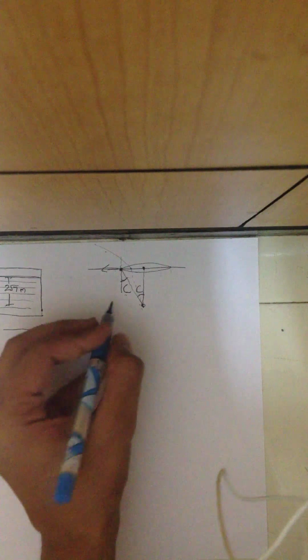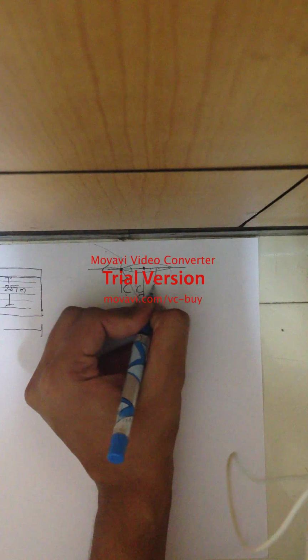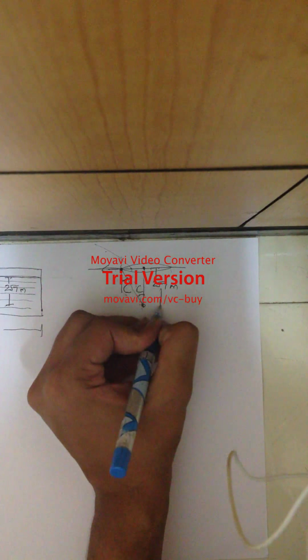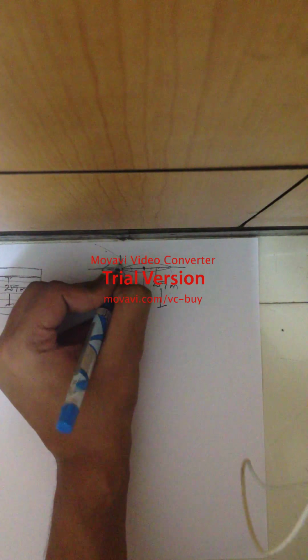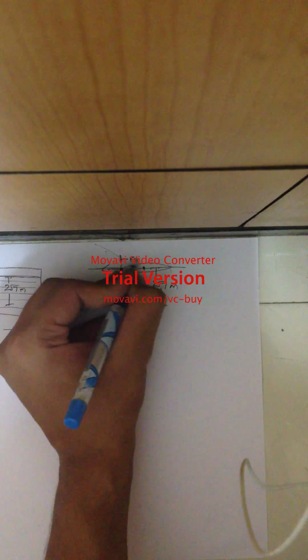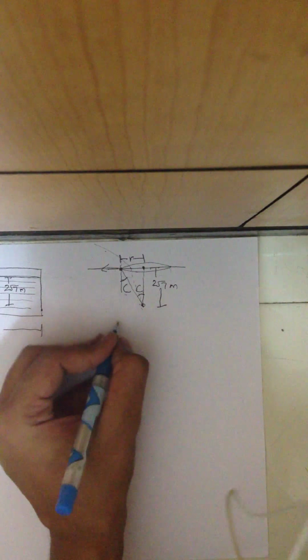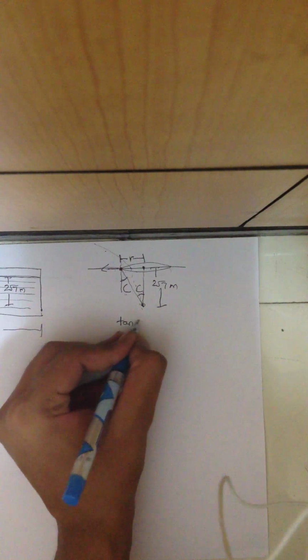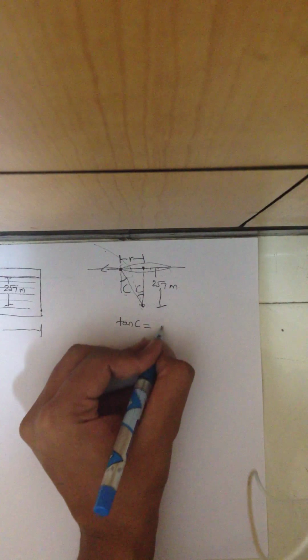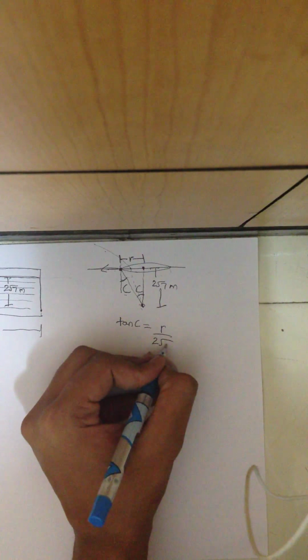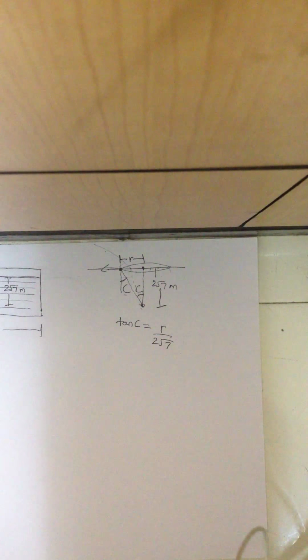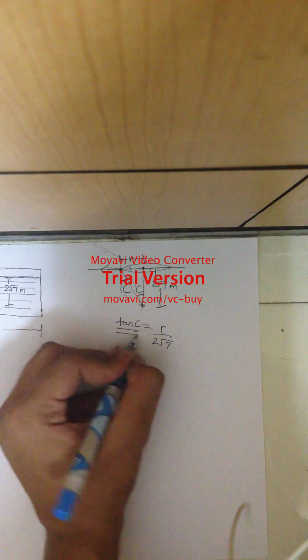Now let's try to solve this problem. They say that this distance is 2√7 meters, and let's suppose the radius of that circular area is r. So obviously from the figure we could figure out that tan c is equal to r over 2√7, right? Now how do you find the value of tan c?